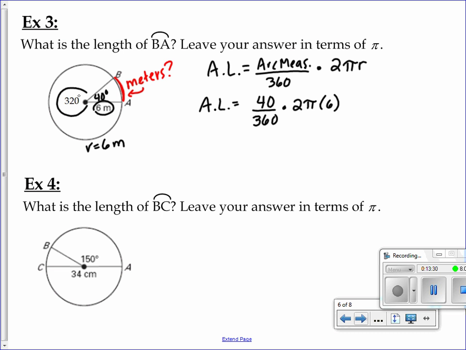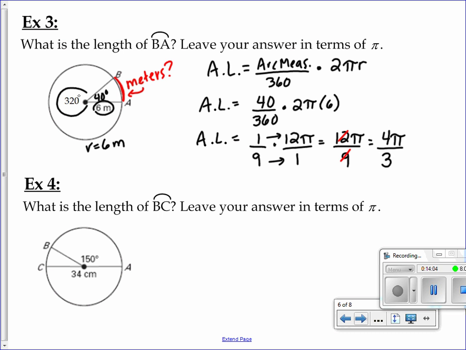Okay, 40 over 360. You can actually take out 40 from both of those. So that would end up giving you 1 over 9. Times it by 2 and 6, which is 12 pi. Put this over 1, go straight across. So this is 12 pi over 9. Can we leave it like this? Technically, we're going to simplify this. I can take out a 3. So when you take out a 3, you get 4 pi over 3. And we are in meters.